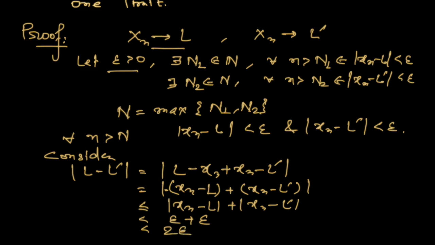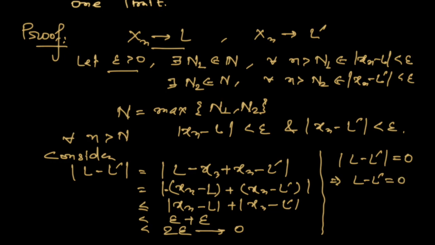The trick is this is true for all epsilon. This inequality holds for all epsilon, so we can make epsilon arbitrarily small, and this forces this term to be 0. So this implies that L minus L prime equals 0, and this implies that L equals L prime. And this is what we wanted to prove: if you have two limits, then they are forced to be equal.